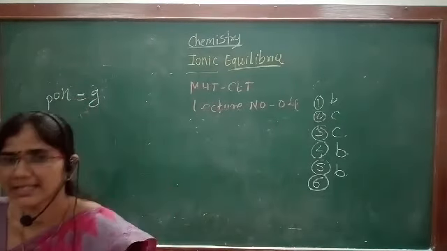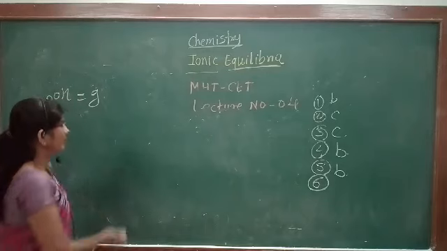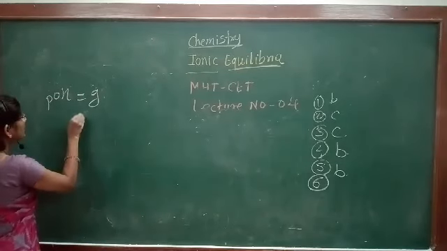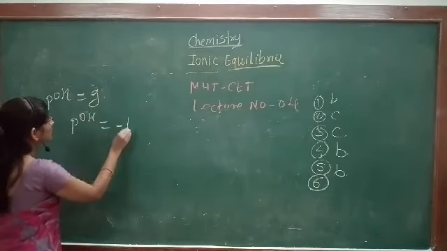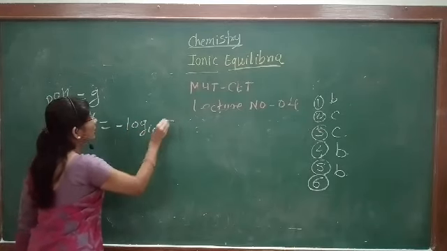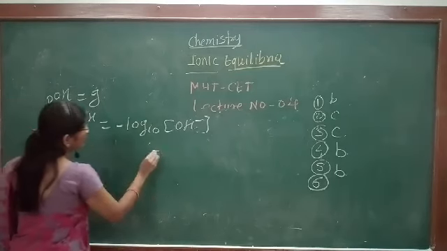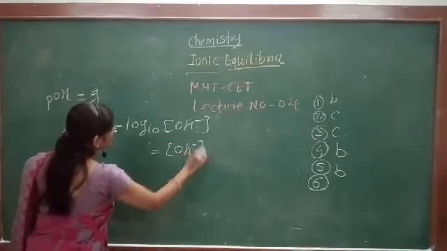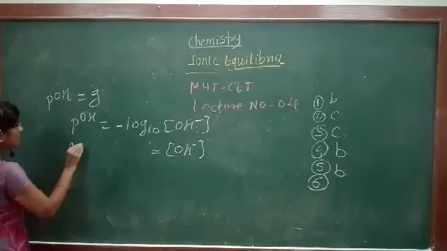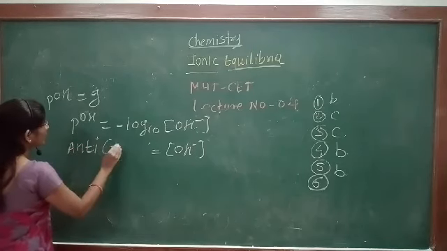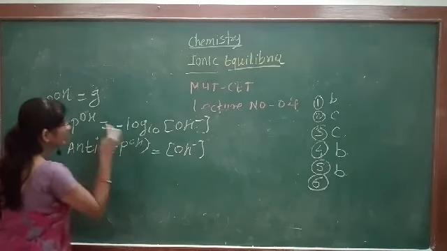OH minus ion concentration. And for that we have a formula: pOH is equal to negative log to the base 10 of OH minus concentration, and therefore the OH minus ion concentration is equal to antilog of minus pOH.